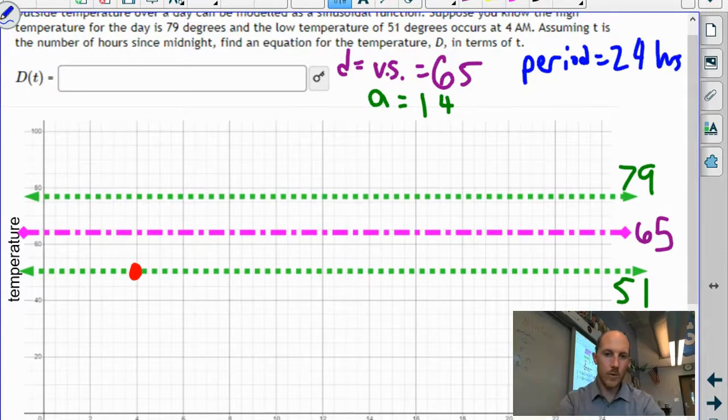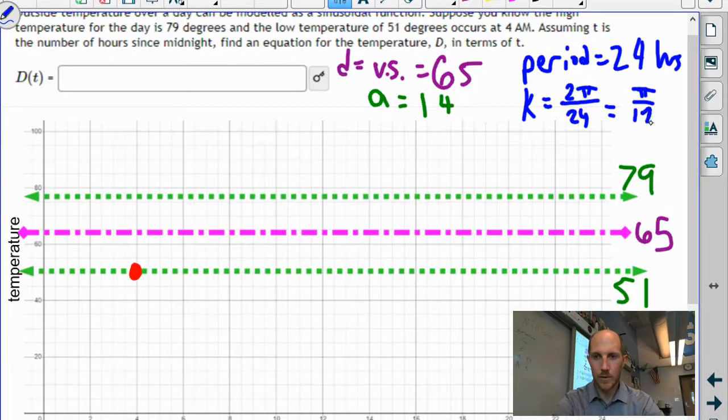And I can use the period now to find the K value that's going to go into my equation. I guess I didn't actually need to write anything on the graph at this point. 2 pi divided by 24, period is 24, and then reduce that, so I'm going to get pi over 12. So that's my K. So I've got D, K, and A. I still need to get the phase shift and decide whether I'm going to do sine or cosine.